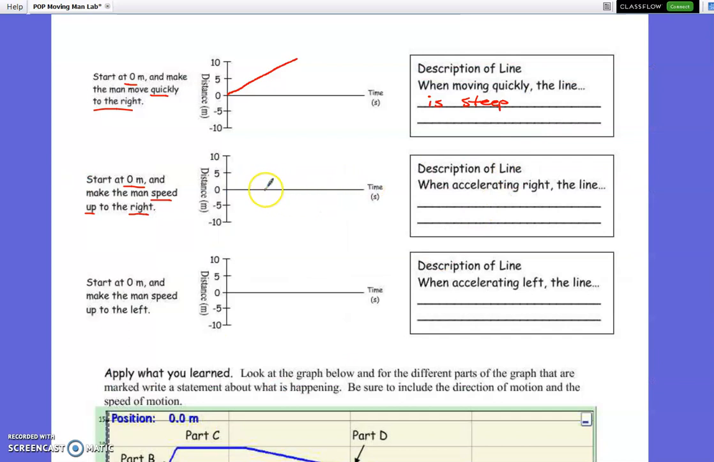So we want to sketch that graph now. We go over to here. It started by kind of staying flat at first, and then it was curving upwards. So when accelerating to the right, the line curves upwards.